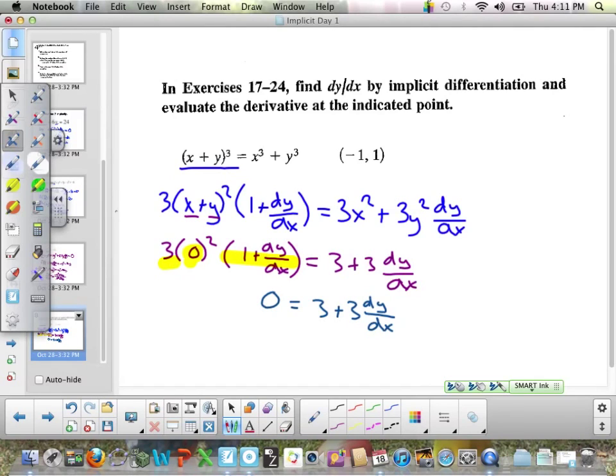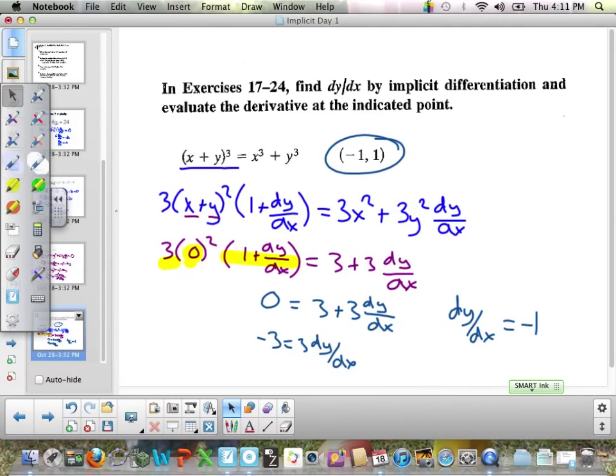See how it got rid of all those variables? Something more manageable. Subtract 3 from both sides. Divide by 3. The slope at the point negative 1, 1 is negative 1.